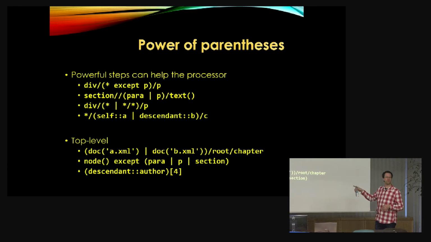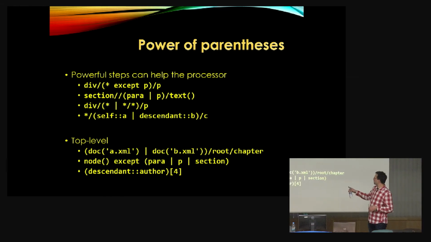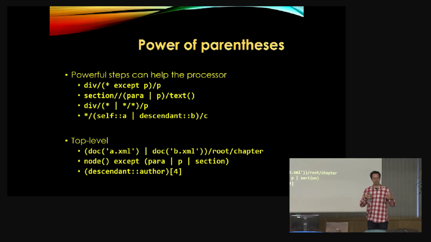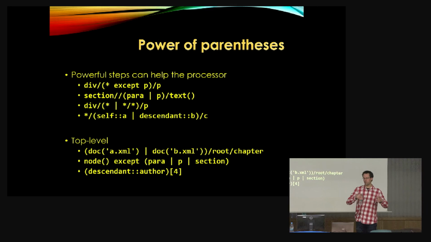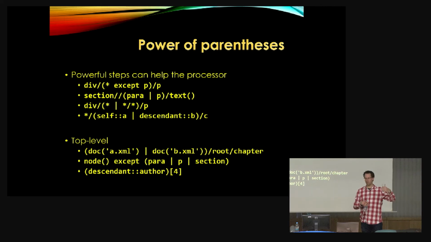Nodes, I want every node except para, p or section. And the last one, a little bit tricky, because here I put the descendant author inside parentheses. Now, if I don't put descendant author inside parentheses, I get every fourth author that's on the descendant axis. If I put them in parentheses, it counts all the descendants that it can find in the document, and then it takes the fourth, which will only ever match one node, the very first, that is the fourth descendant.